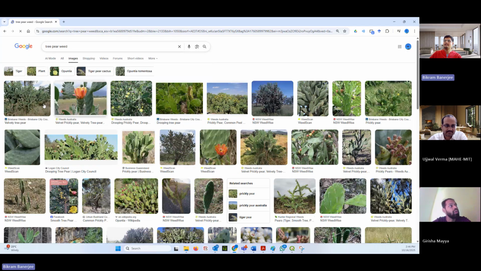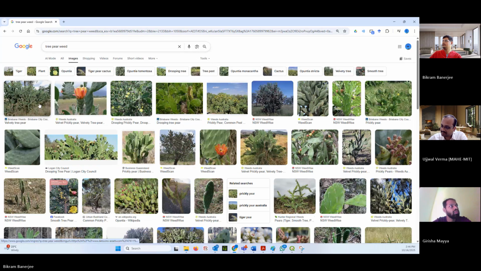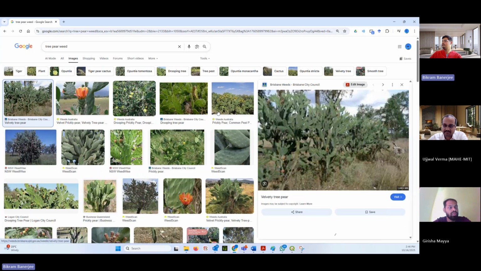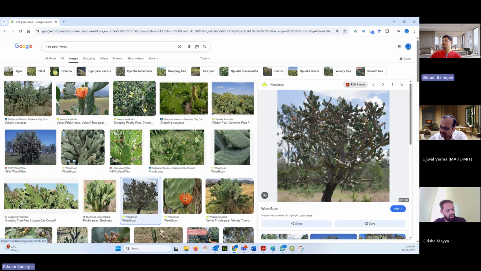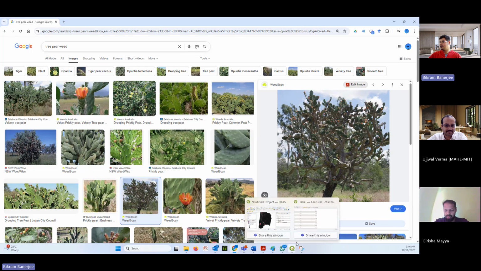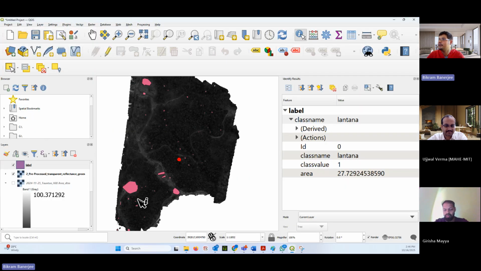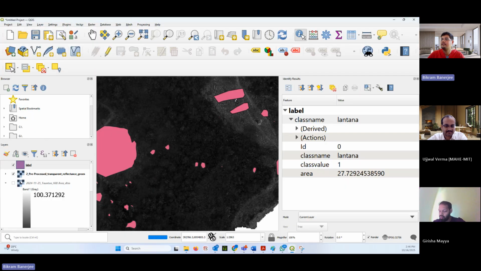So tree pear weed is like that. It's a cactus. This is a good example, like this one. And to give you a reference, these cactuses can be one or two stories high. So they are not small cactuses, they are really, really large cactuses with a large crown. And you can spot them really well from the image. Let's see if I can find some.